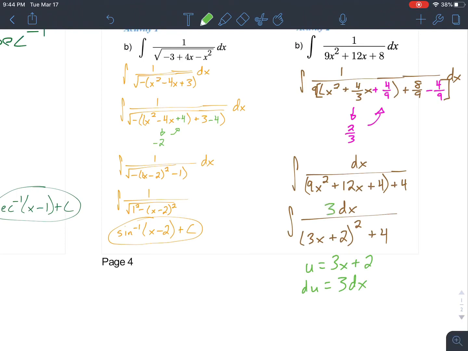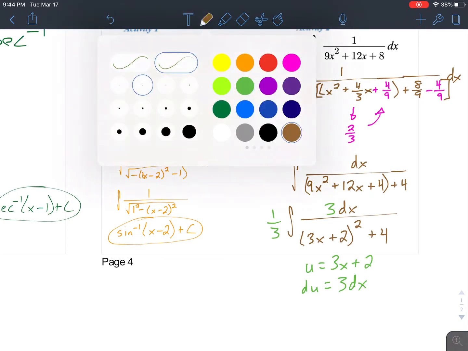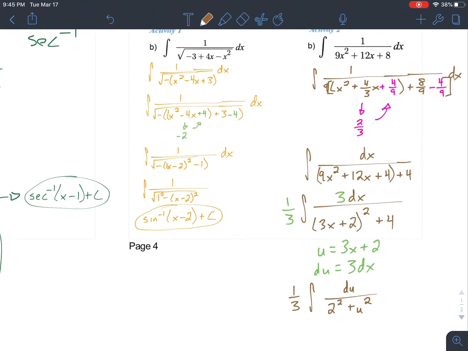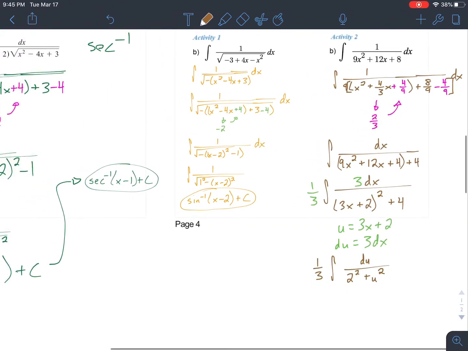We don't have that 3. We need to introduce that. And if we put the 3 in there, we need a 1/3 in front. And now we can change this into 1/3 the integral of, let's see, that will be du on top. And on bottom, we are going to get u squared plus 2 squared. And really, for arctangent, it's not that big of a deal, but for some reason, textbooks love writing it where it's a squared plus u squared rather than u squared plus a squared. So I'm just going to rewrite it like that as well.